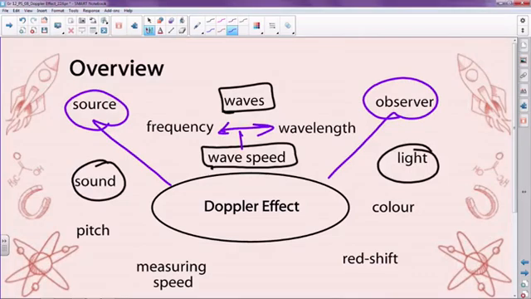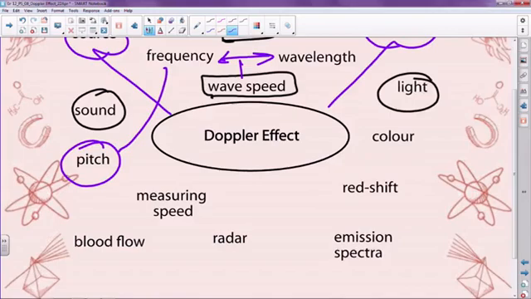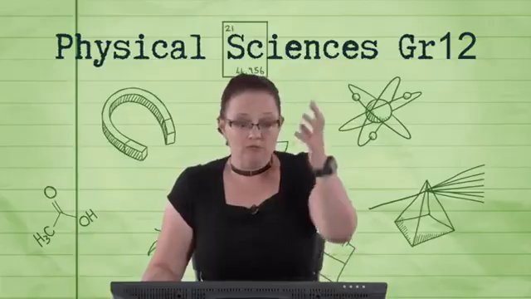Now, with sound, the way we experience the Doppler effect is by pitch, because pitch and frequency, we're going to do it again in a second, are related, okay? Sometimes we get a little confused with those, but they are related together. And where we use Doppler in sound is we can measure the speed of objects, we can use it to measure blood flow, we can use it to see babies, we're going to talk about that in a second as well.